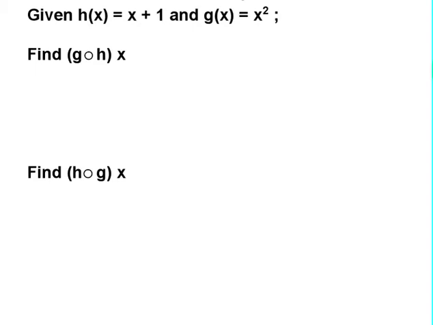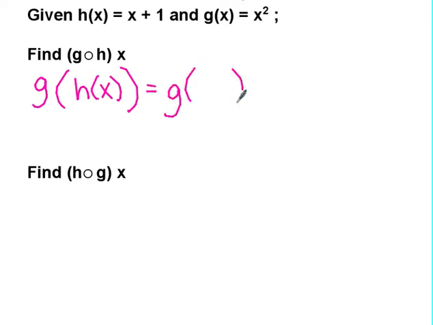Next example gives us h of x and g of x, and it asks us to find g of h of x. So I'm going to write that out, g of h of x. So I'm going to replace that h of x because we know what h of x is. Look at the top of your screen. It's x plus 1. Now it needs to get put into the g function.